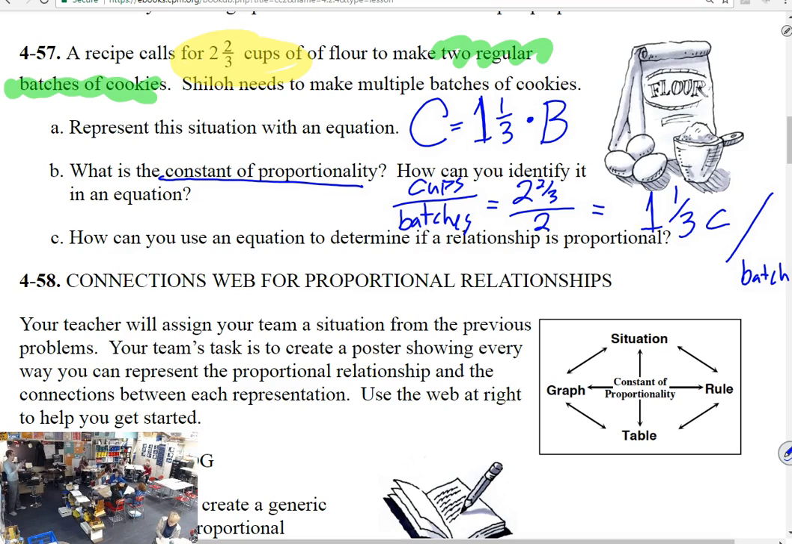Give me your eyes for a second. This is our y equals kx, because batches is my independent variable. Cups depends on batches. This is your x. This is your y. If we wanted to rewrite it in y form, we could rewrite it. Y equals 1 1/3 x. We could write it with the x and the y. But just think, what's independent? I choose my batches. Then my cups are determined by my batches. Make sense? Independent, dependent.